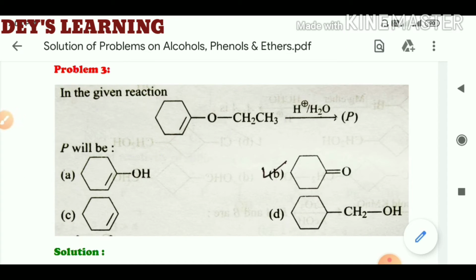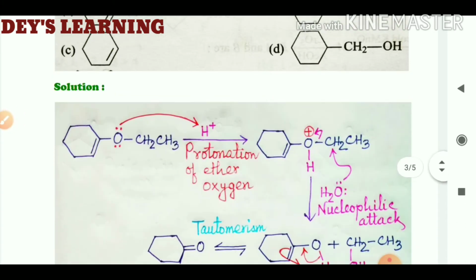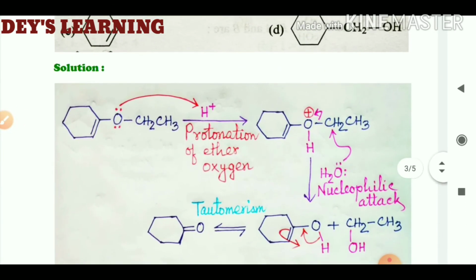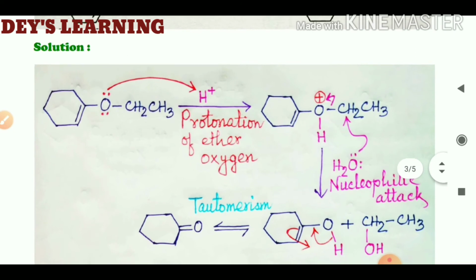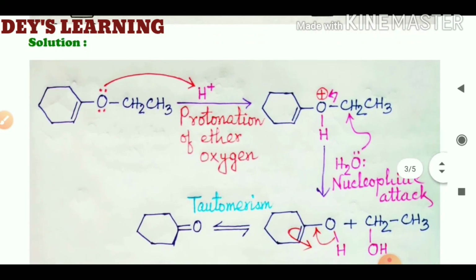These problems are actually very important for exam purposes. There are very subtle differences between the substrates and between the mechanism of the reactions. So be very careful in the treatment of these problems. Okay, let's solve the problem.